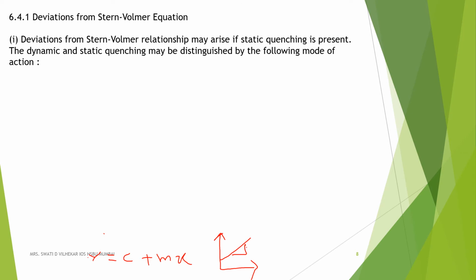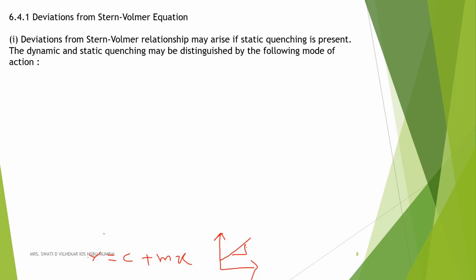Now, as I told you in the previous video, there are certain deviations. It means there is a competition between static quenching and dynamic quenching. In the case of static quenching, the decrease in the fluorescent intensity is independent of the lifetime as well as the diffusion coefficient, while in the case of dynamic quenching it is dependent on both values. So let's see these slides.